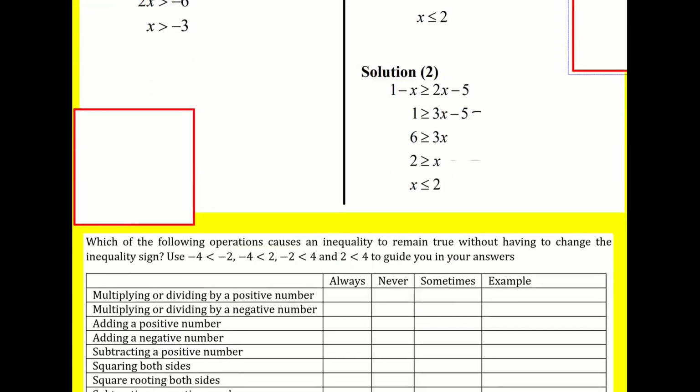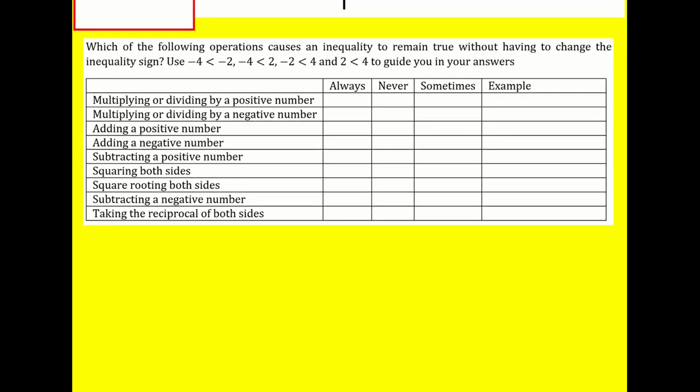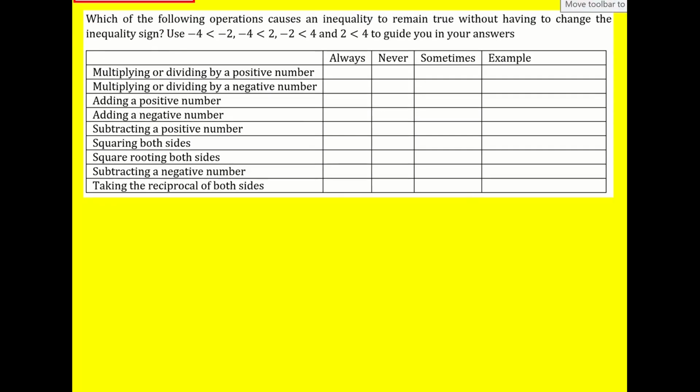Let's look at a few other scenarios where you may or may not have to swap the sign around. So I'll read this carefully. Which of the following operations causes an inequality to remain true without having to change the inequality sign? So multiplying or dividing by a negative is never true. You always have to change the sign around.